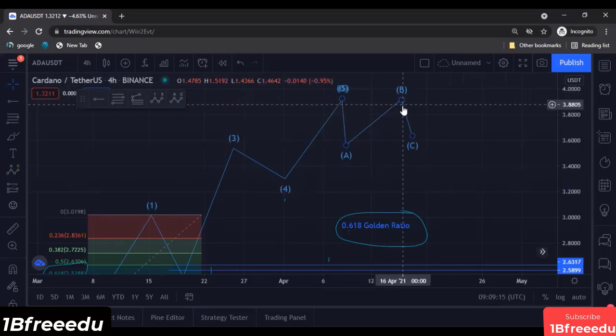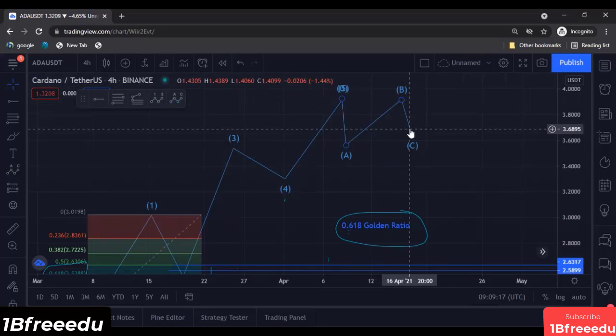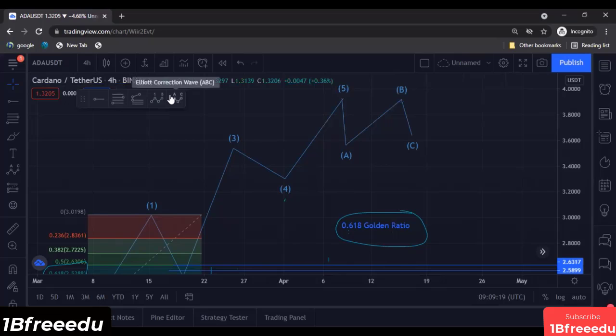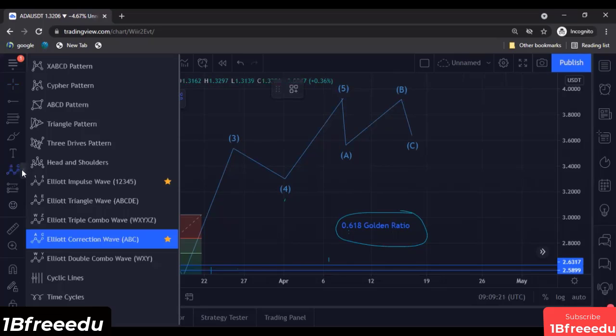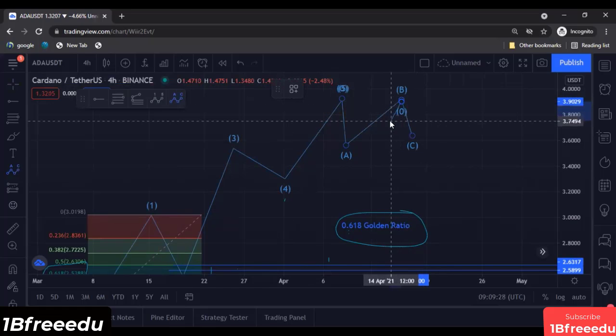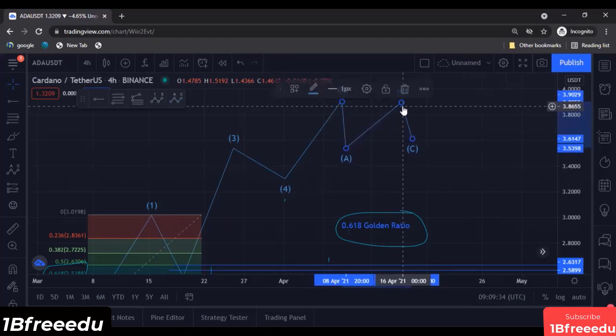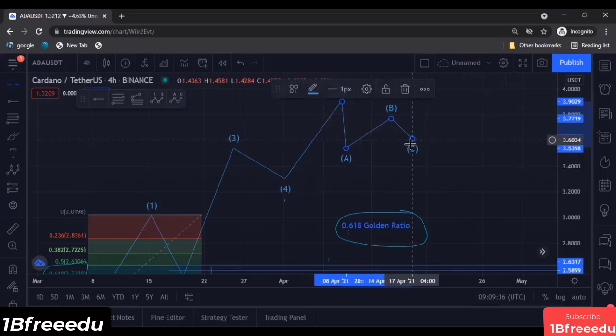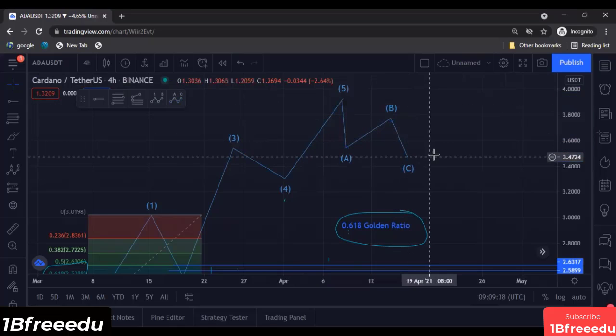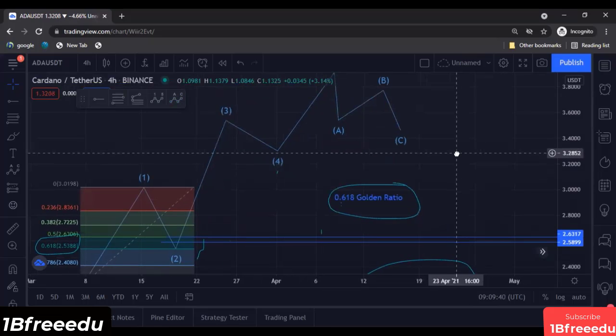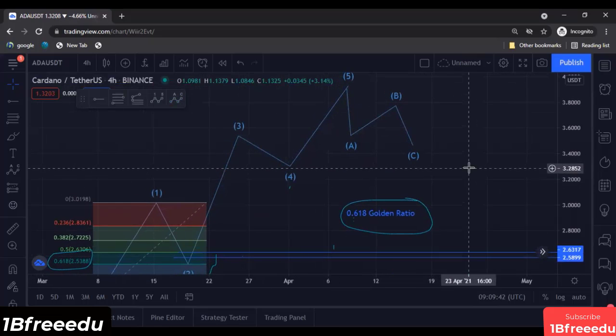So this is basically the correction wave. And as you can see, if I highlight from right here, this is the Elliott correction wave. So basically this whole phenomenon tells us how much the price has fallen, how much the price has started falling, because there needs to be a correction.